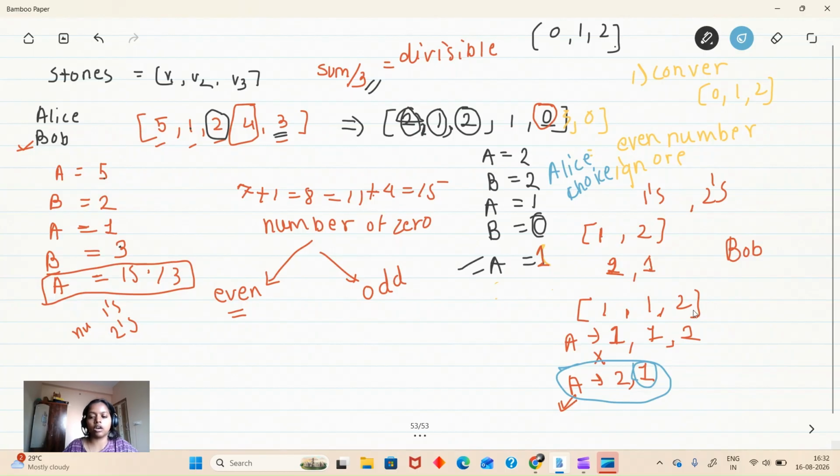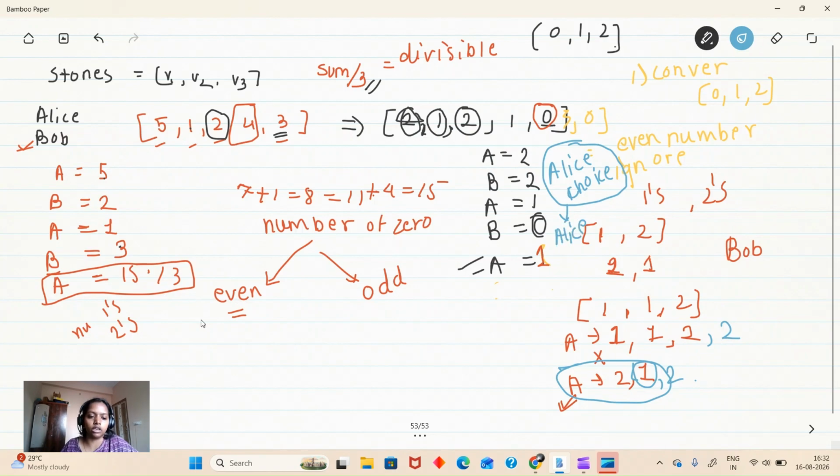Okay, if there are more ones and twos, let's say there was one more two. If there was one more two here also, Bob has to choose two again, which would have made the sum 6. Then Bob will lose, and here Alice will lose in this case. So if you see, Alice had a choice. So every time Alice had a choice, Alice will win.